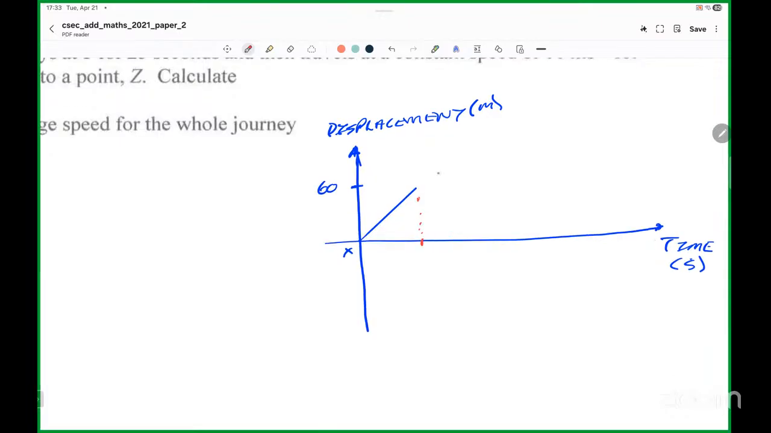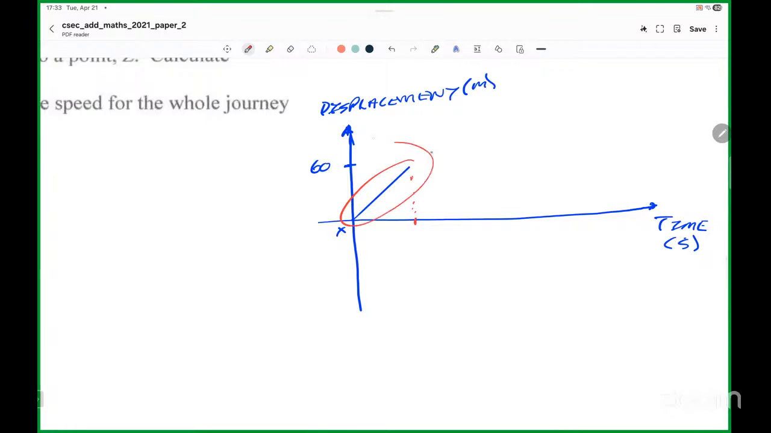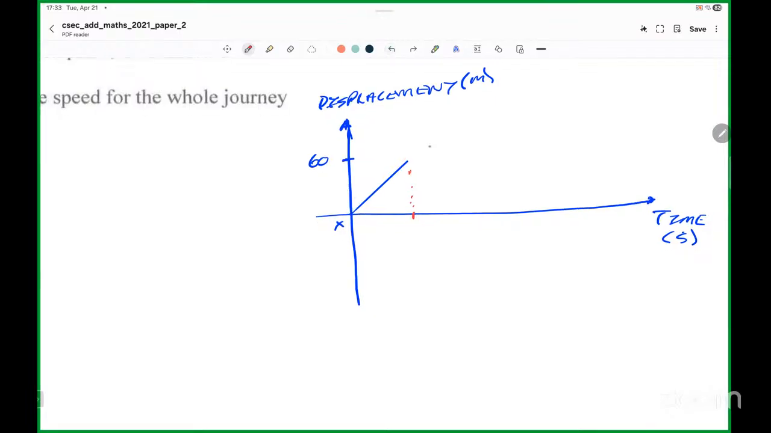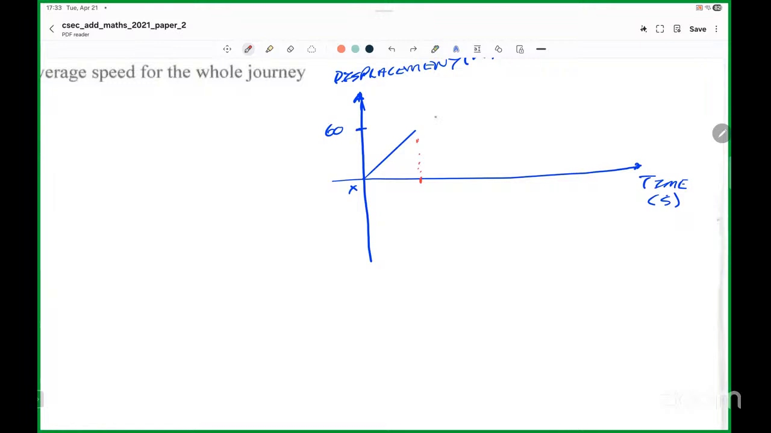But remember, speed equals distance over time, or we could use the gradient as the speed. And the gradient will be the rise over the run. The run is this time right here. So we could find the time that way. So you can say, okay, a part of the motion, let's call it segment 1. The speed equals the gradient, and the gradient is 60 over the time taken.